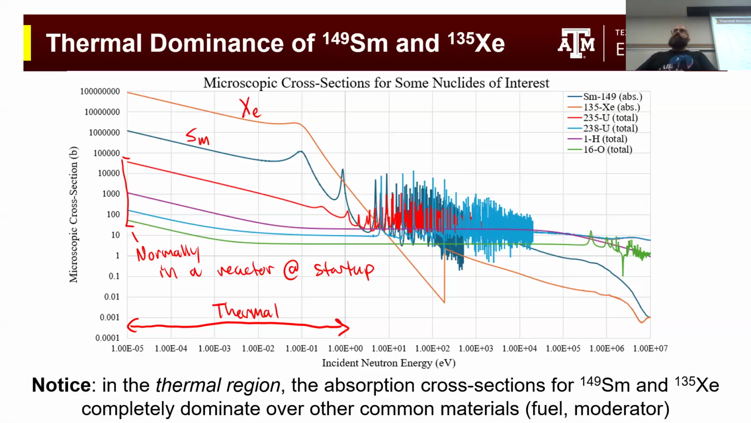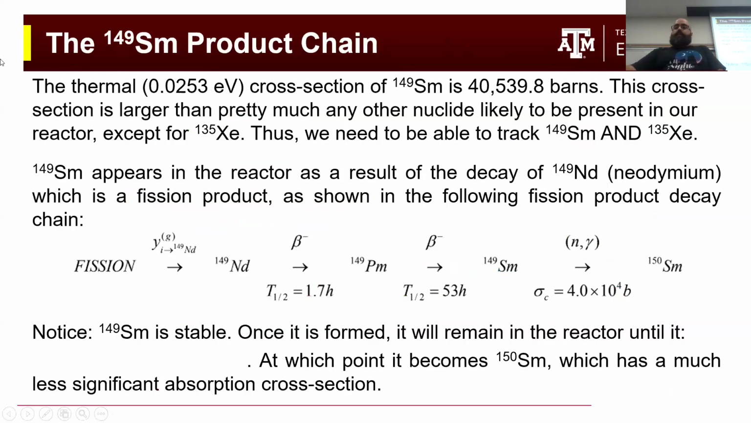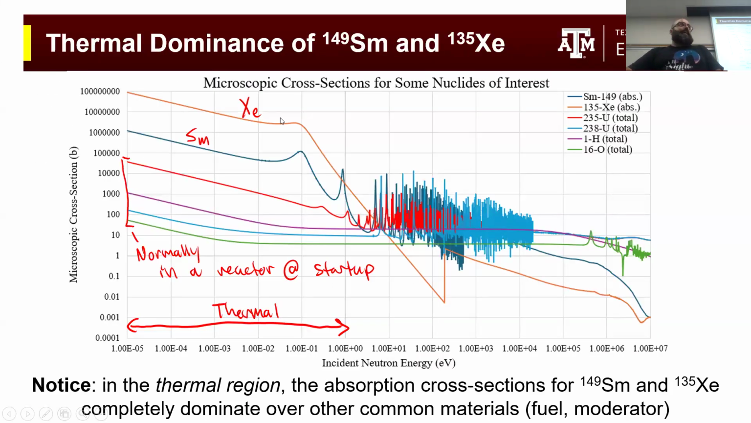When neutrons are in our reactor, all of the materials are in competition for doing things with those neutrons, and the cross section is a measure of how likely an interaction is to occur when a neutron interacts with these materials. So if you have xenon and samarium in your reactor, the neutrons are going to be absorbed into those very readily, to the point that they dominate over the other materials that we have. This illustrates why it's important that we keep track of these in particular, because their absorption cross sections are so high.